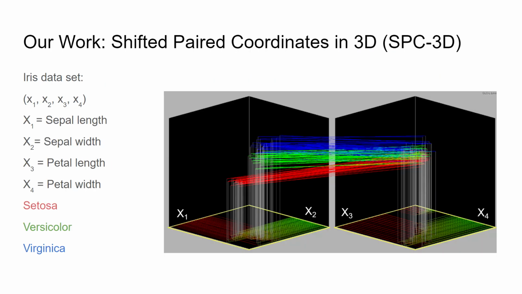So now let's go into our work. The picture on the right is the IRIS dataset represented in SPC, or shifted paired coordinates, in 3D, which is SPC 3D. This is specifically the IRIS dataset, and for the sake of simplicity, I'll note that the Setosa is the red class, Versicolor is the green class, and Virginica is the blue class. But I'll generally be calling them the red, the green, and the blue class.